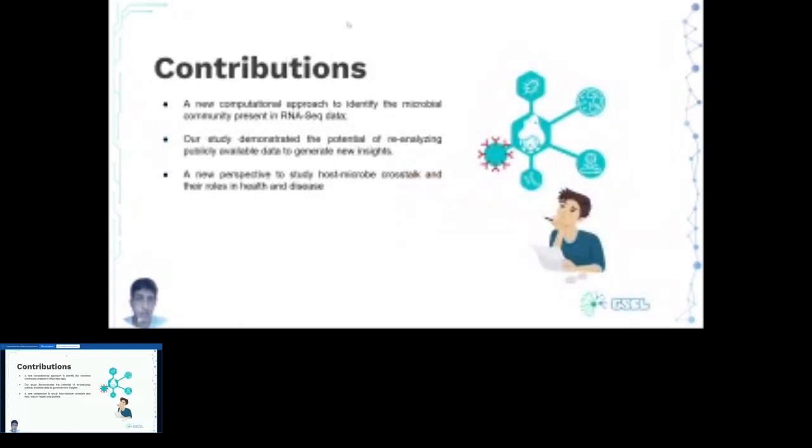So related to the potential contributions of this project, we have some of them to list here. First, we developed a new computational approach to identify the microbial community present in RNA-seq data. And after that, we can say that our study can enlighten the potential of reanalyzing publicly available data to generate new insights. And last, this research can offer a new perspective to study host-microbe crosstalk and their roles in health and disease.